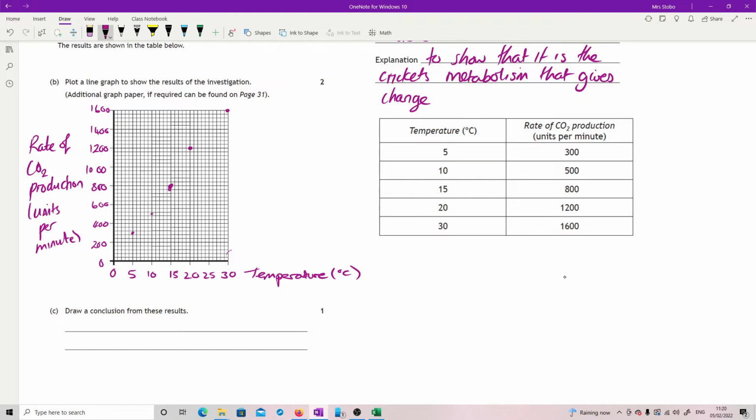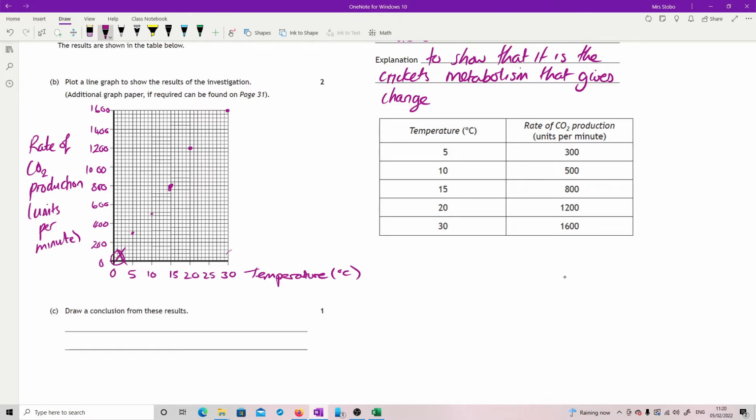You do not join to 0. Don't go here, because you don't know what the respiration is at 0. You don't know if it's going to be nothing. It probably will. It'll probably kill them. But if it doesn't, you know, there might be a tiny bit of respiration going on. So don't join to 0 because you have no data point there. Okay.